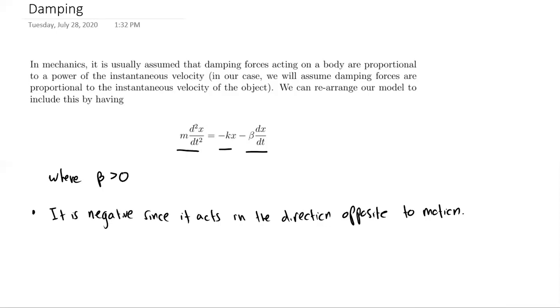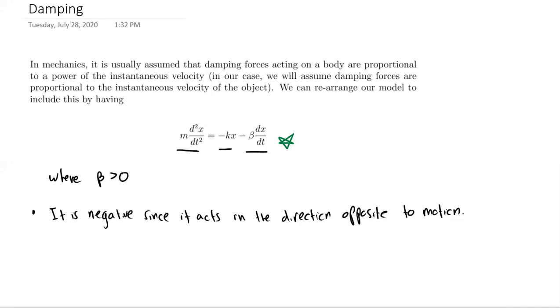So really, don't worry too much about why we know that the damping forces are proportional to a power of the derivative, or why we assume that it's the first power, or why beta is greater than 0. Don't worry about any of that for right now. All of that is given, so all you have to focus on is this differential equation.